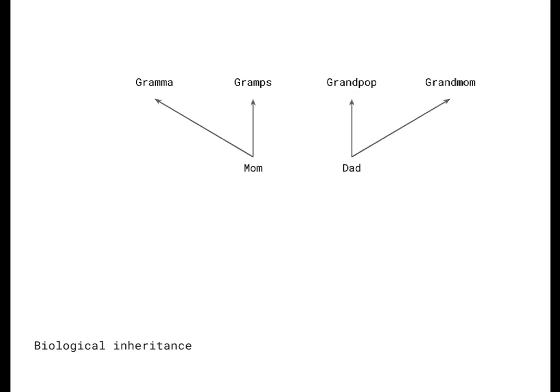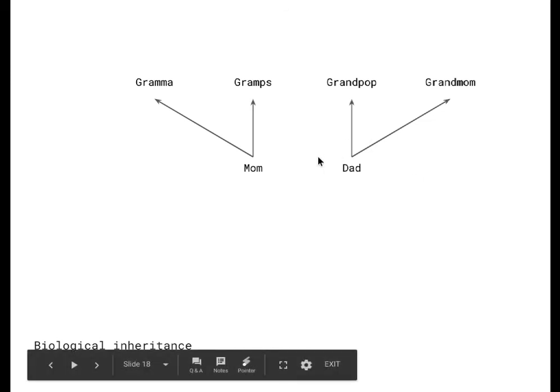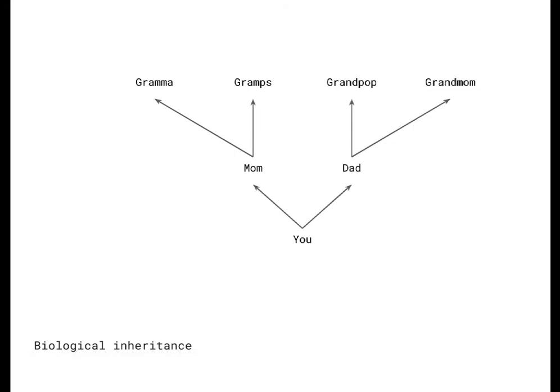Let's say we have 4 people. We call them grandma, gramps, grandpop, and grandmom. And of course, they're related to their children, what we call mom and dad. And there's you, who inherits from mom and dad. So you have this genetic tree of sorts, and it looks pretty normal, but let's introduce some more people. So you have an aunt as well, right? And your aunt inherits from your grandma and grandpa, gramps. But it turns out that your aunt was actually inherited from some other guy.